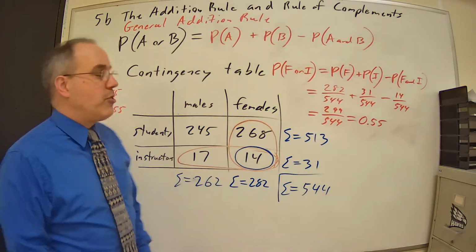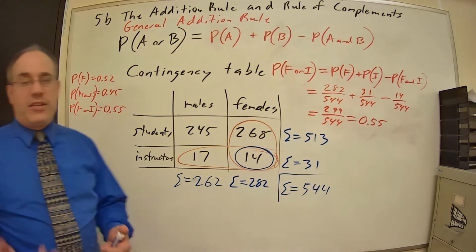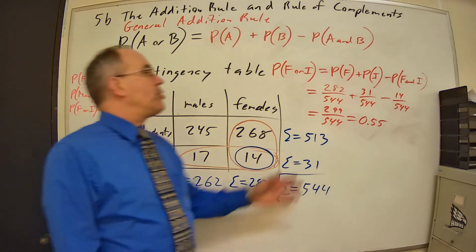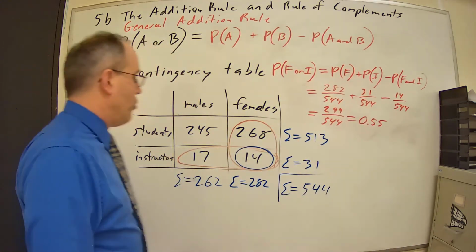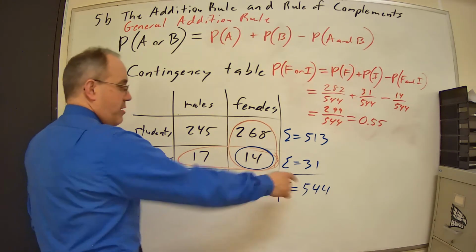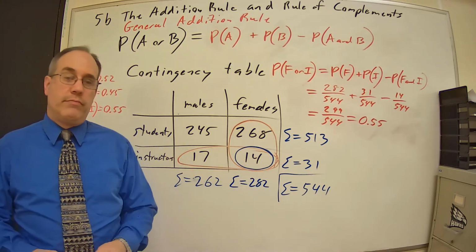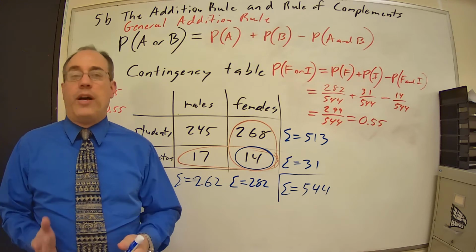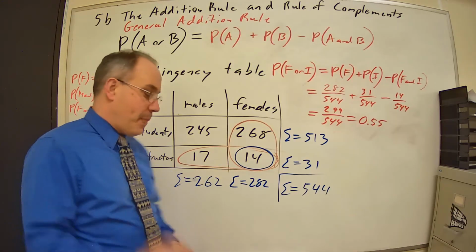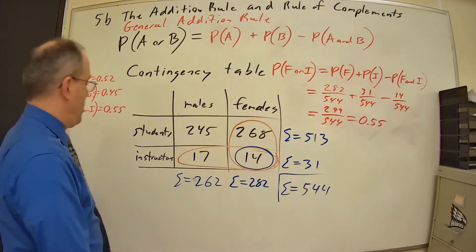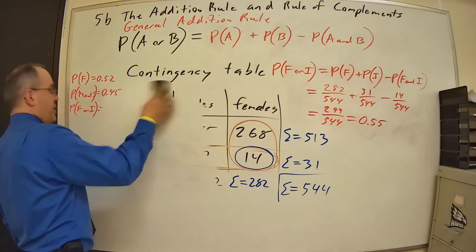Now you may look at this and go, Mr. Davis, that's great, that's wonderful. Why do I want to go through all this when I could just add up these three and divide by 544? And that's a great question. And the great answer is because you don't always have a contingency table.